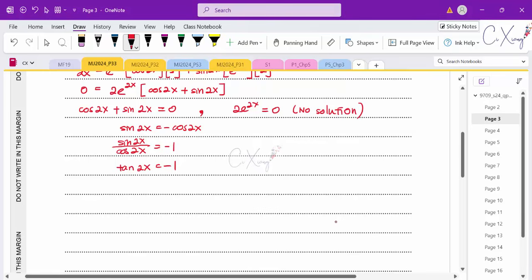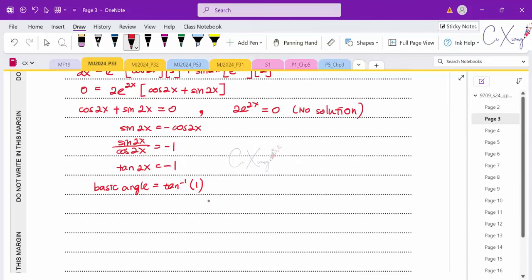Okay, right. Then we need to try to figure out in which quadrant my answer belongs to and also how to find the value for x. Okay, so first step, I need to find the basic angle first. So basic angle will be tangent inverse 1. For basic angle, I will not include the negative sign always. I will always exclude the negative sign so that I make sure the basic angle that I get is always in the first quadrant. Okay, so tangent inverse 1 will give you the answer pi over 4, which is 45 degrees.